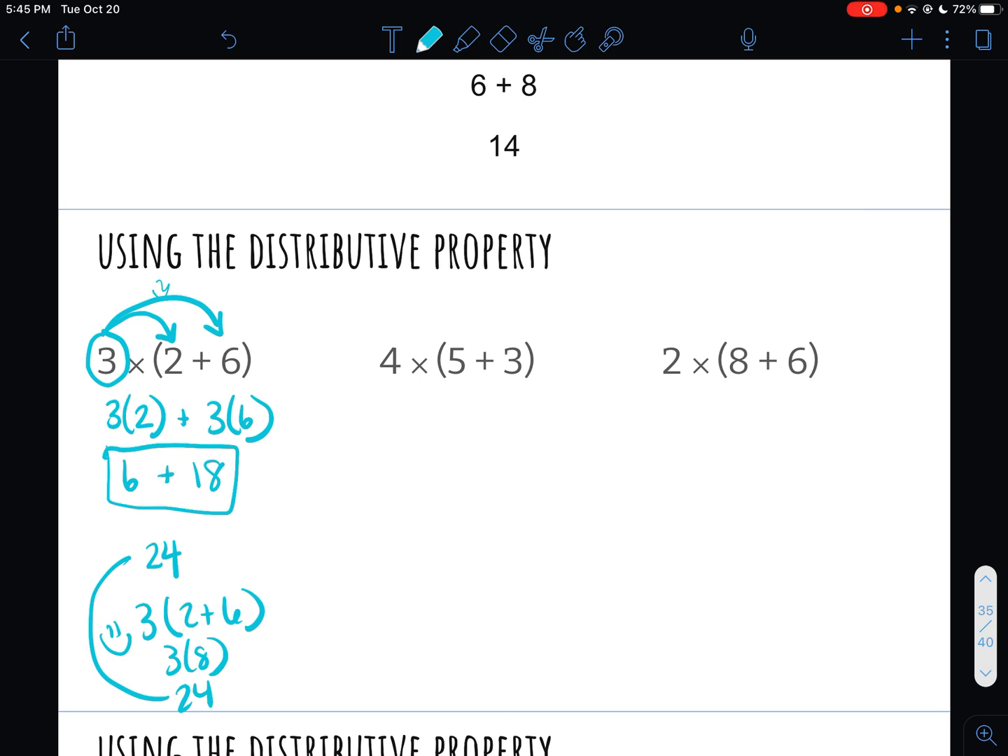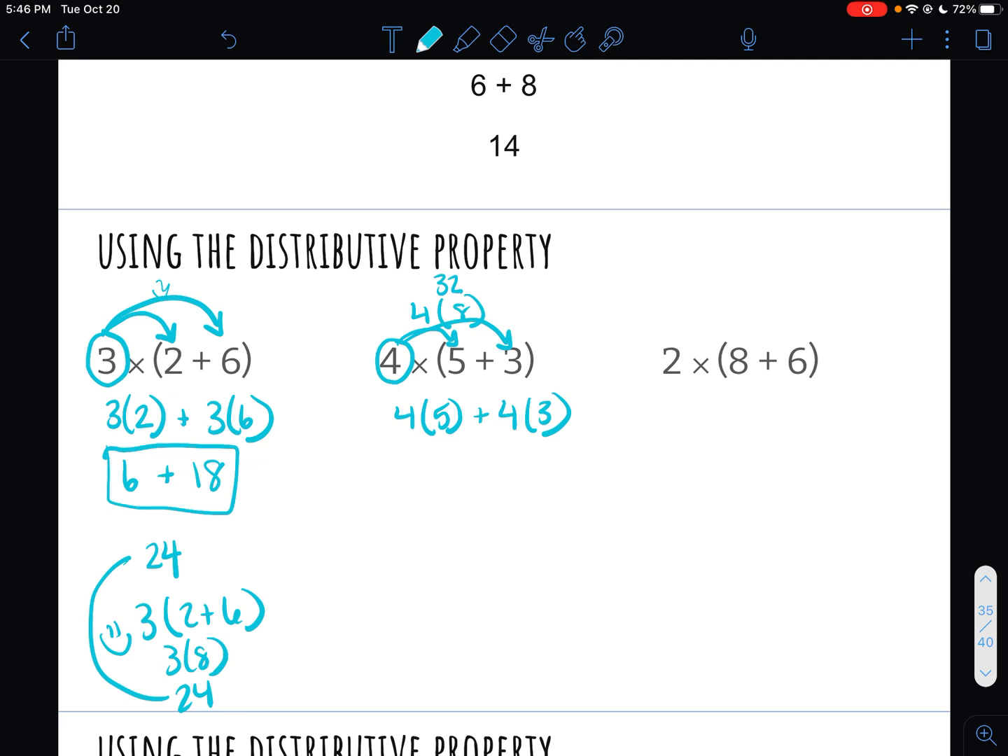Okay, so the next example is 4 times 5 plus 3. We're going to use the distributive property. If you want to do it the normal way that your brain wants to do it so we can check it, you would do 5 plus 3 is 8, 4 times 8 is 32. So we're going to use the distributive property and see if we get that same answer. You distribute the 4 to each term inside the parentheses. So 4 times 5, plus comes down, 4 times 3.